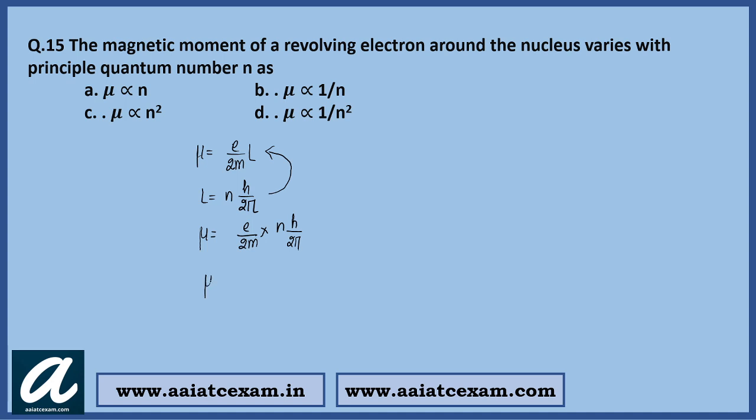Students, mu should be equal to n e h upon 4 pi m, or you can say mu is proportional to n, that is the principal quantum number. So your option A is correct, students. That's your answer. Question number 15's answer is A.